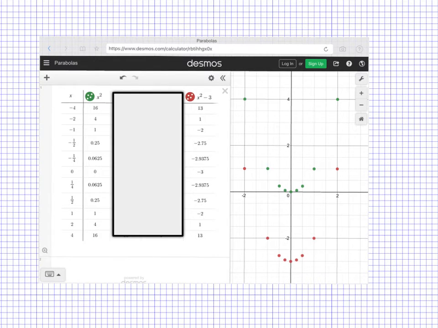So what that does, as you can see from the red dots, is it's moved the entire parabola down by 3 units, like this. So you can see that this green dot here at the top has been moved down 3 units. This green dot here has been moved down 3 units. This green dot here has been moved down, and so on for all of them. All right, so you can see that each dot has been moved down by 3 units.